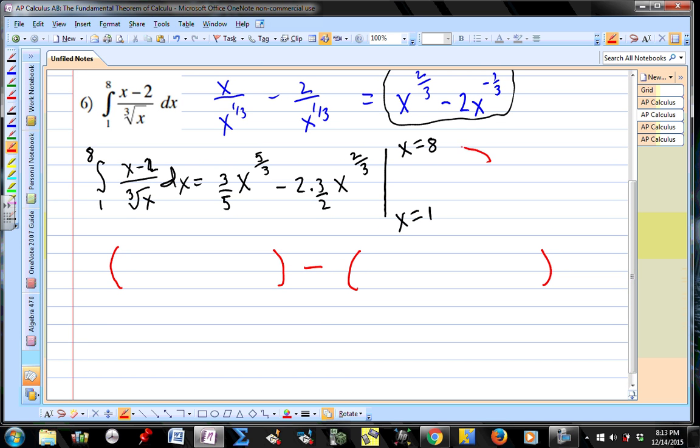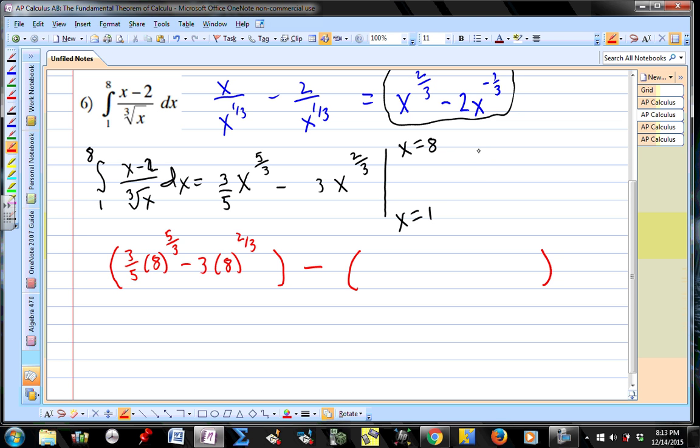The very first value we put into our antiderivative is 8, x equals 8. So it's going to be 3/5 times 8 to the 5/3 power. No calculator necessary. And you see here, when we subtract 2 times 3/2, the 2's are going to cancel. So we're really going to just be subtracting 3 times x to the 2/3. In this case, 8 to the 2/3 power.